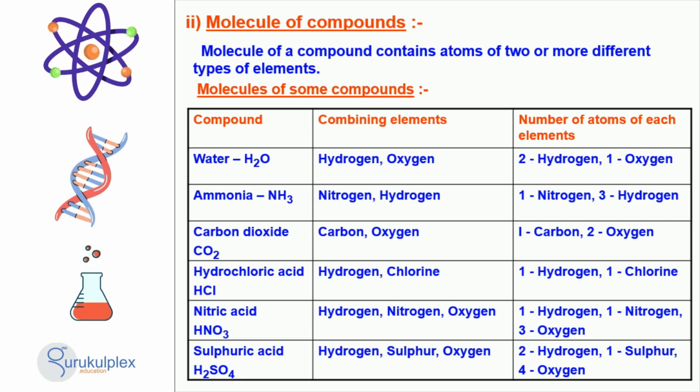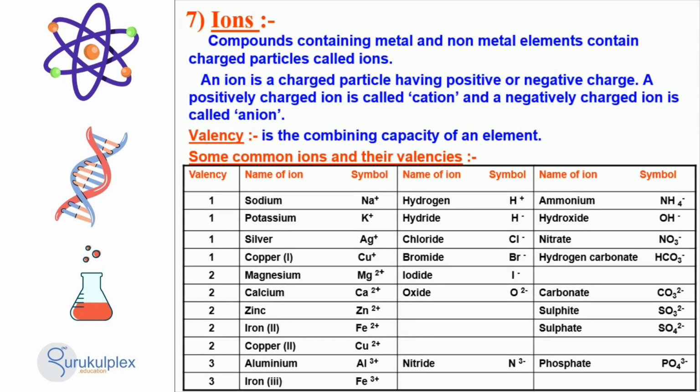Nitric acid has 1 hydrogen atom, 1 nitrogen atom and 3 oxygen atoms, and sulfuric acid has 2 hydrogen atoms, 1 sulfur atom and 4 oxygen atoms. These molecules of compounds show how atoms of different elements combine to form a molecule. Ions are particles which carry an electrical charge, either positive or negative. Valency is the capacity of a particular element to form chemical bonds with other elements. A table has been created which displays a list of common ions, their associated symbols and their valencies.